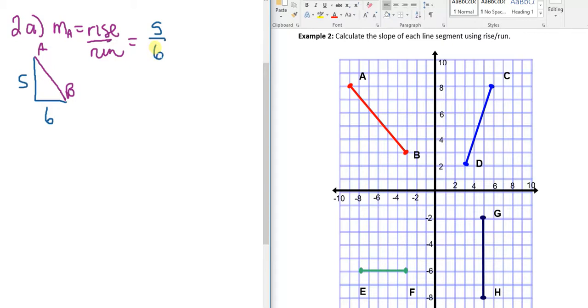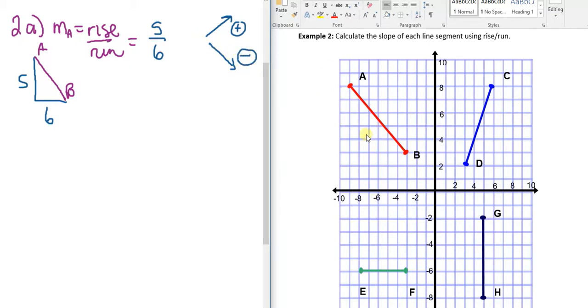But now that we're on a graph, we have to take a look at whether it's increasing or decreasing. So when we talk about increasing, we talk about going up to the right, and then the slope would be positive. If we're talking about decreasing, we're going down to the right, and we talk about a negative slope.